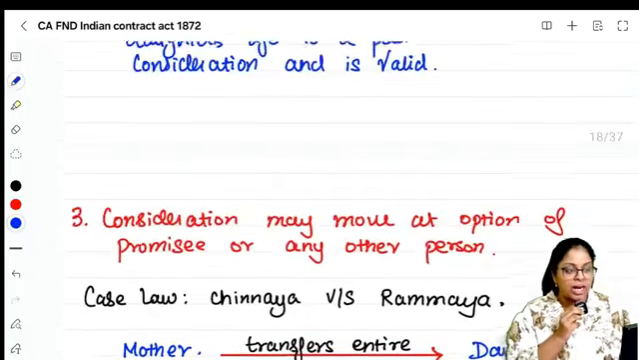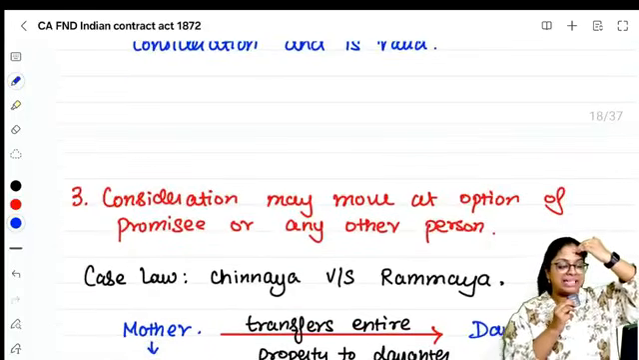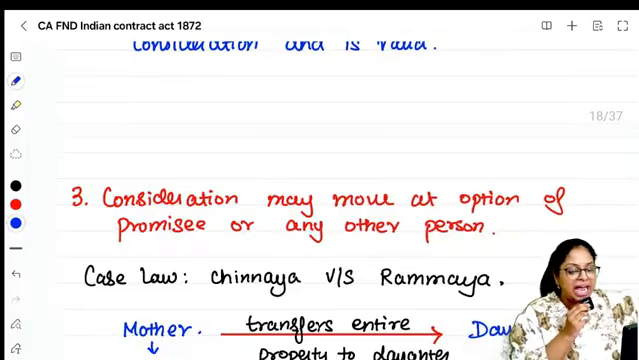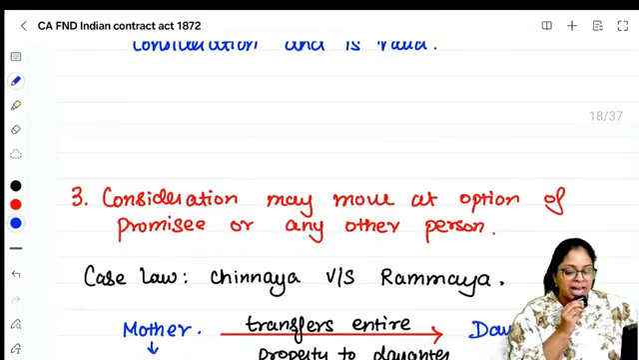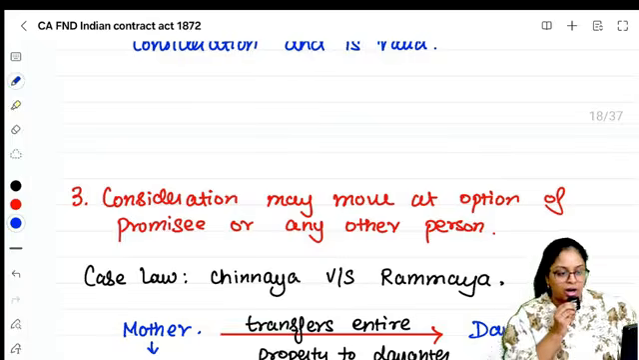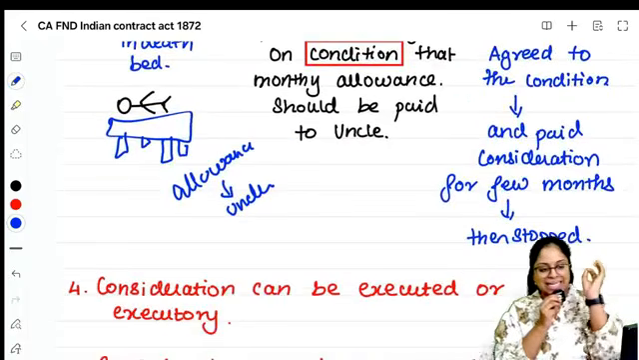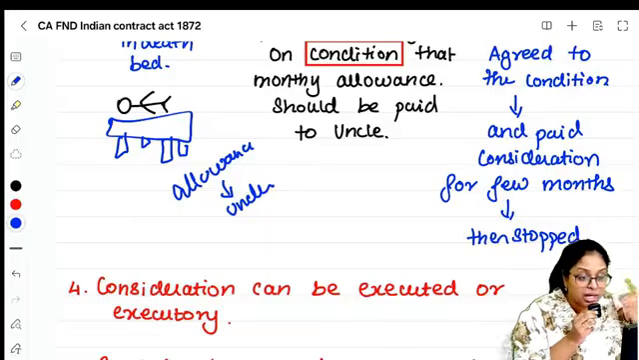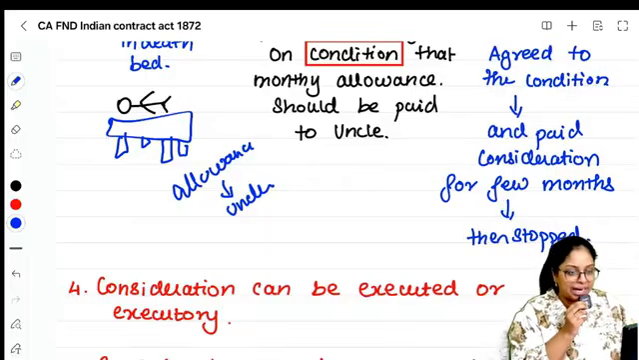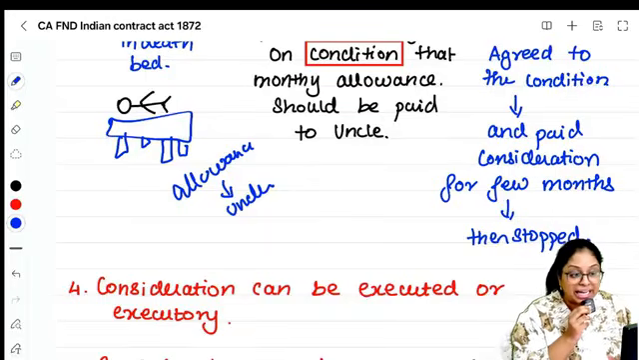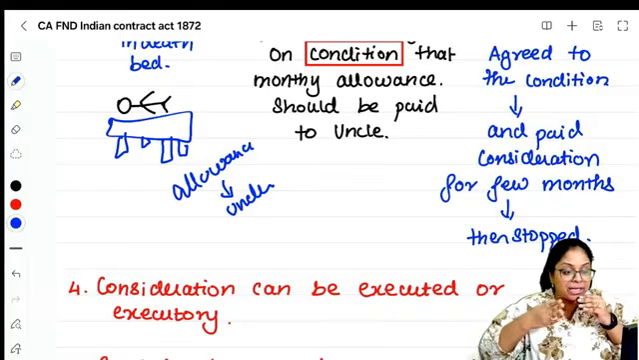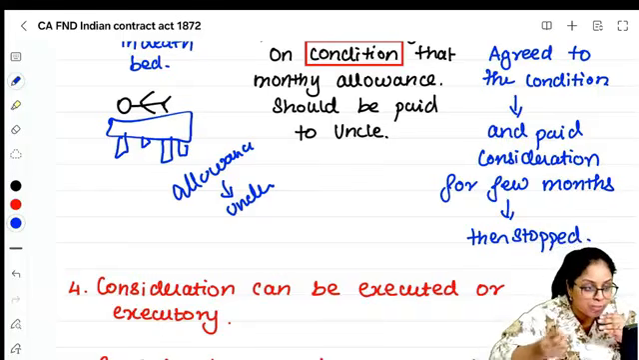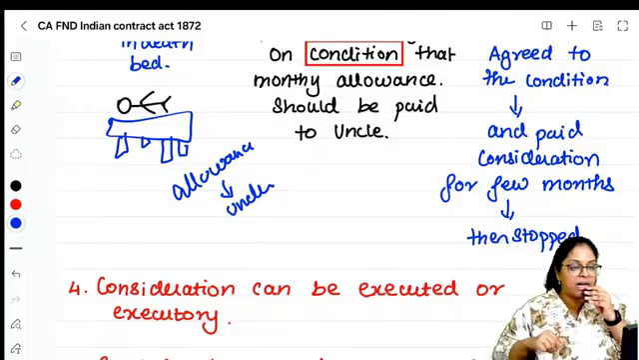Done. So this is what consideration can move at the desire of the promisee or any other person. Classic case law, Chinnaya versus Ramaya. Here though the uncle did not pay anything, who paid it indirectly? Indirectly the consideration was paid by the mother. Promisee is the uncle, but consideration need not come from the promisee. It can even come from a third party.